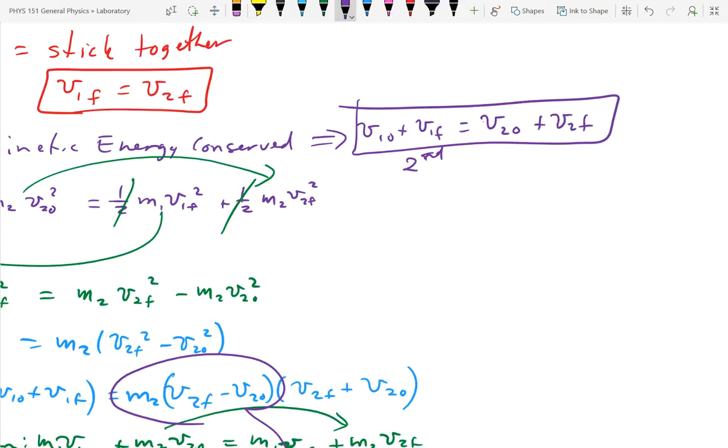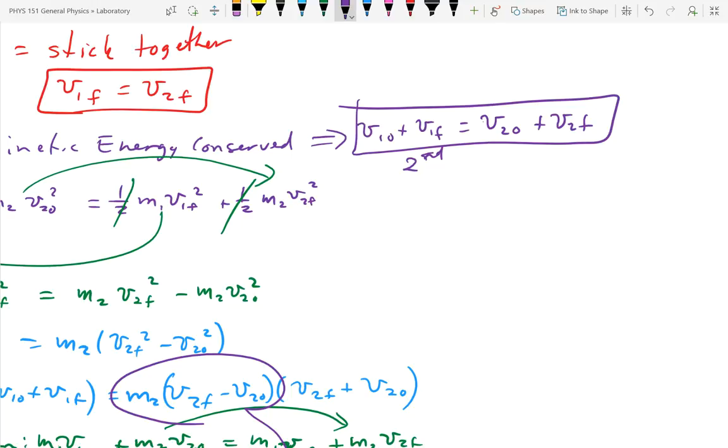So in a problem, we have two possible equations. If it's inelastic, V1 final equals V2 final, and momentum is conserved. If it's elastic, we have the same conservation of momentum, and the sum of initial and final for car 1 is equal to the sum of initial and final for car 2. So that means in both situations, we have two equations.